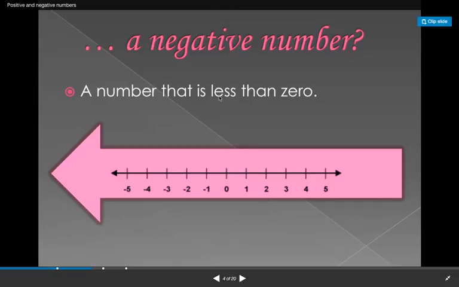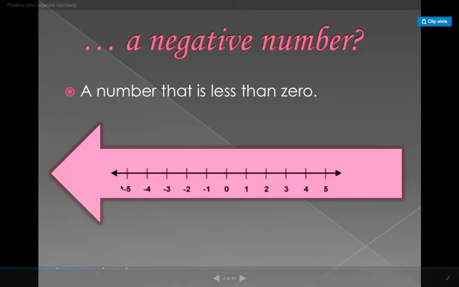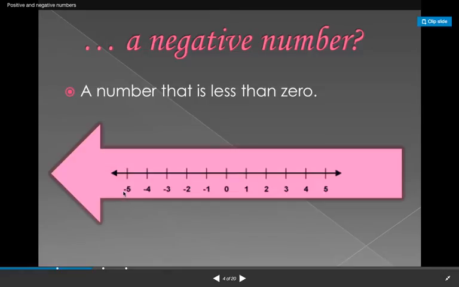A negative number is less than 0. So, less, go to the left. You can remember that because they both start with L. So if we start at 0, everything to the left of it is a negative number. Negative numbers have this minus sign in front of them. So this would be negative 5. This number would be positive 5. Negative 2, positive 2.